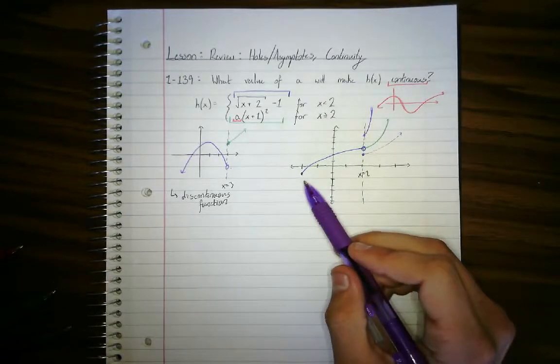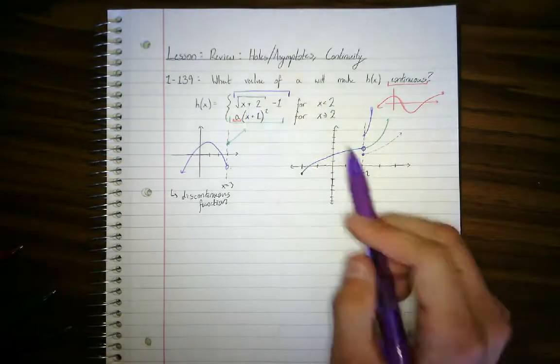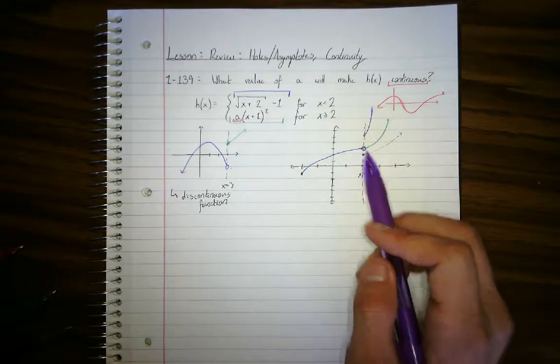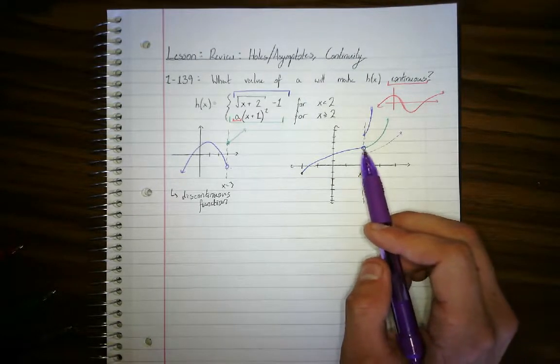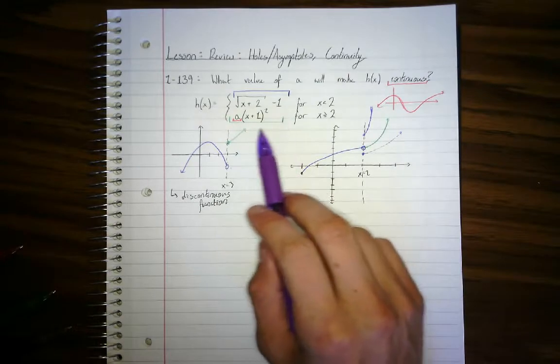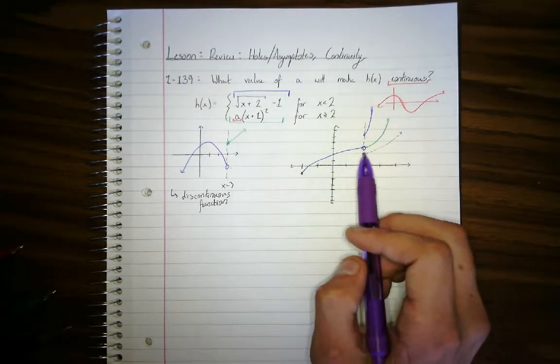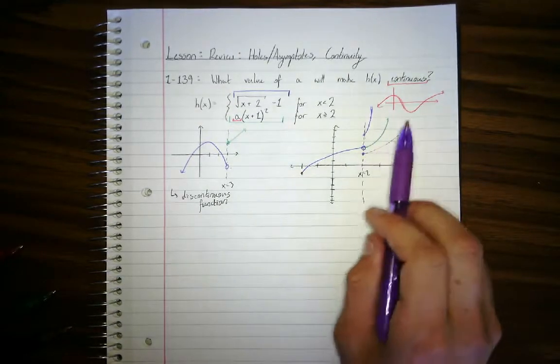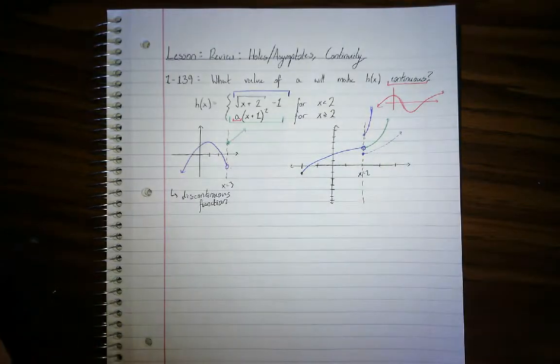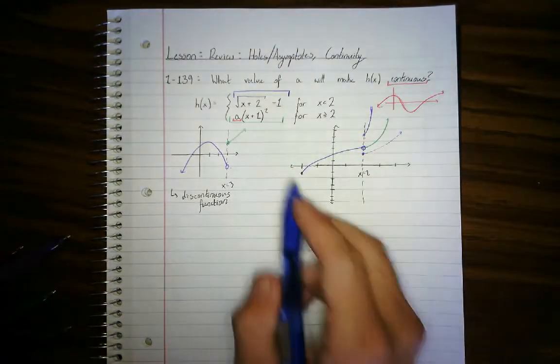So our goal here is to figure out, well, what does our first function output for x equals 2? And then we can set this equal to that at x equals 2 in order to figure out what value of a will give us that nice, smooth, continuous look. So let's start off with h of x, the left side.